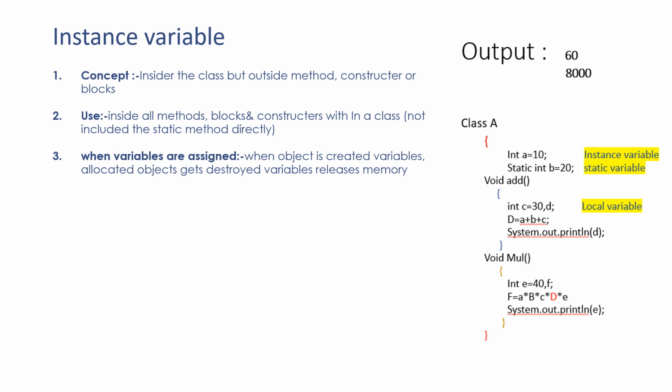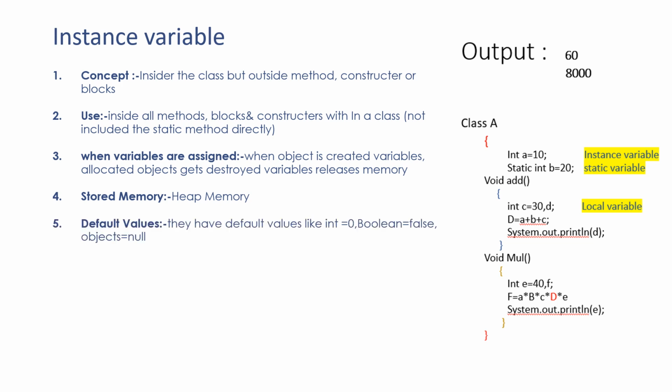When an object is created, variables are allocated. When objects get destroyed, variables release memory. So if any value is there, it will be modified, the old value will be destroyed, and it will change to the new value. So where will it be stored? It is stored in heap memory.